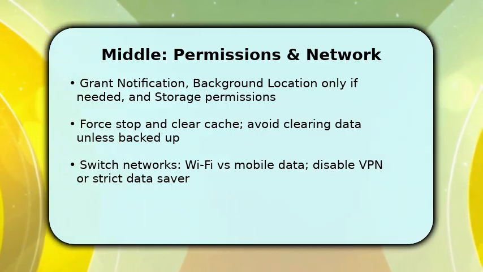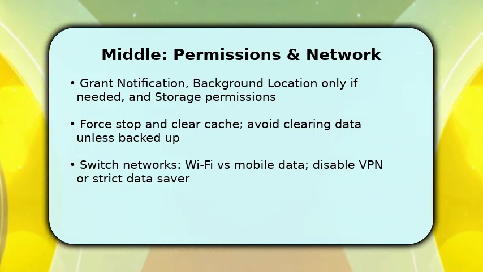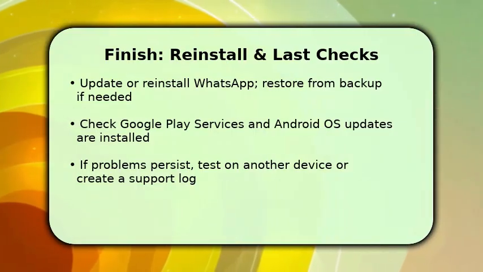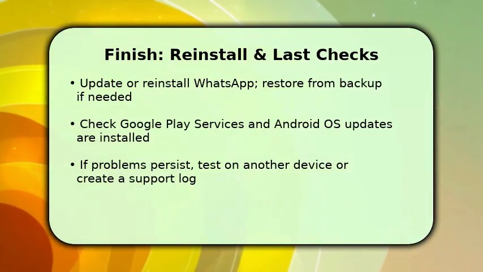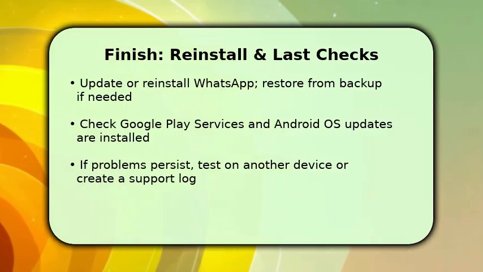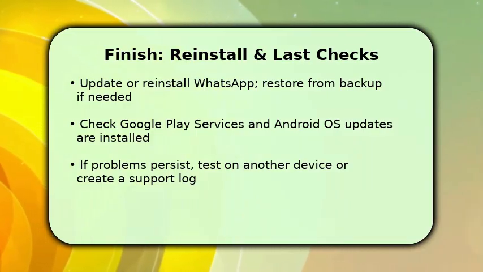After changing settings, restart the phone to apply network and background changes. To finish, update or reinstall WhatsApp to reset deeper app issues. Restore your backup after reinstall if needed. Make sure Google Play Services is up to date because push notifications rely on it. Likewise, install any pending Android updates to fix system bugs.